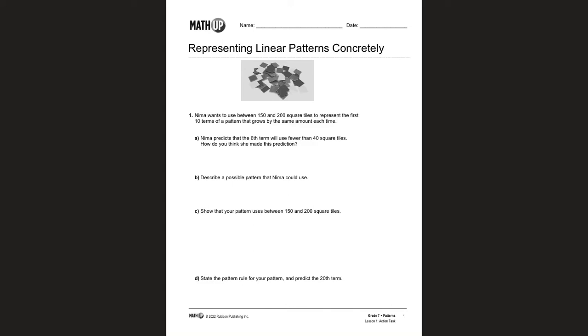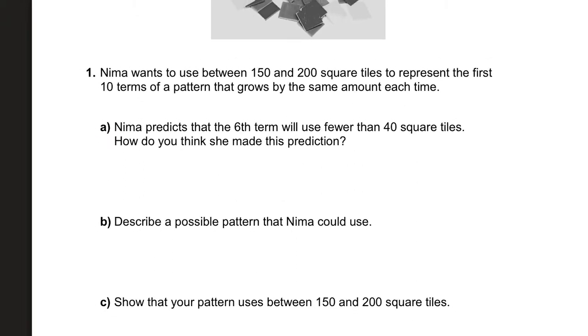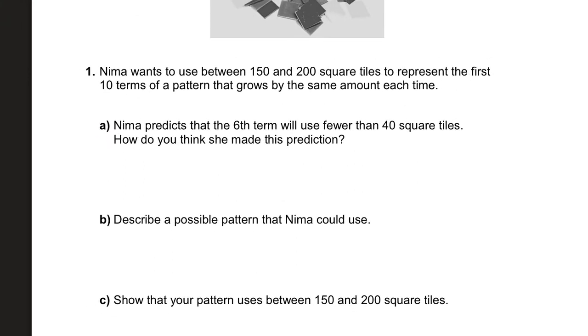Today we are representing linear patterns concretely. This is our Lesson 1 action task. Let's see what it's asking us to do. It says Nima wants to use between 150 and 200 square tiles to represent the first 10 terms of a pattern that grows by the same amount each time. Nima predicts that the sixth term will use fewer than 40 square tiles. How do you think she made this prediction?